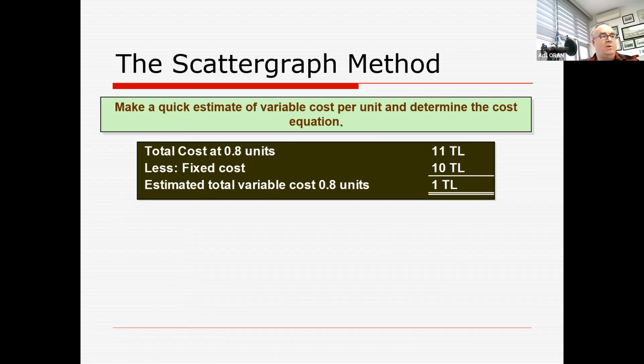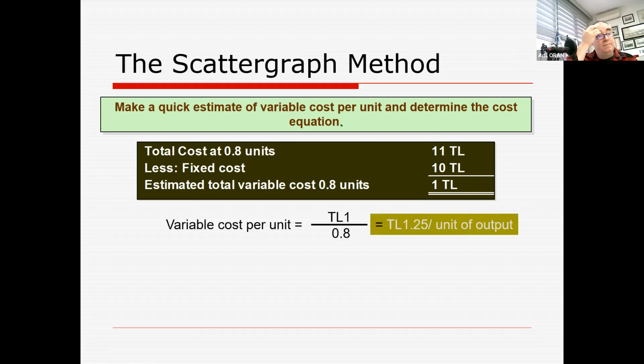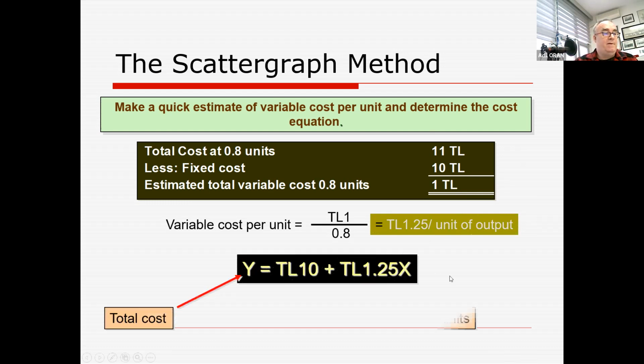So for that line, what do we have? If your total cost rises by 1 lira for every 0.8 units that you sell, then you can estimate your fixed cost and your variable cost. And for different units of output, 5 units, 10 units, 10,000 units, you could forecast what's going to happen to your variable and to your total costs. So this slope is your variable cost per unit, and this is your cost equation.